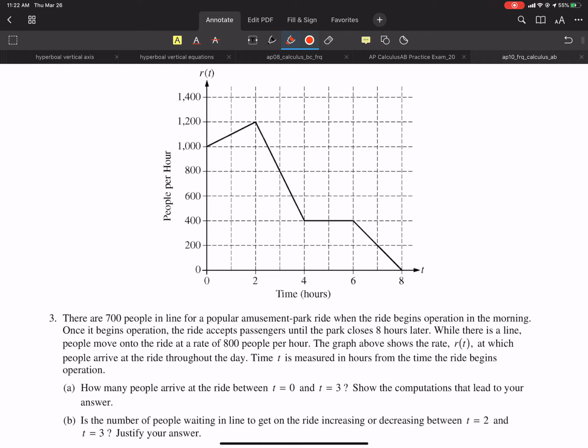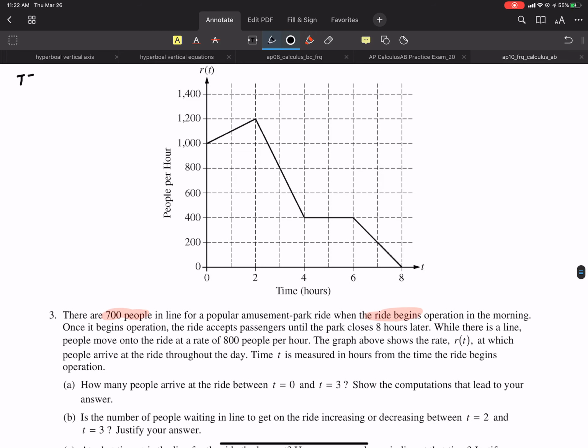We're doing the 2010 AB number 3 question. So let's go ahead and read the important information. There's 700 people when the ride begins. So let me write that down. That says when t is 0, there are 700 people.